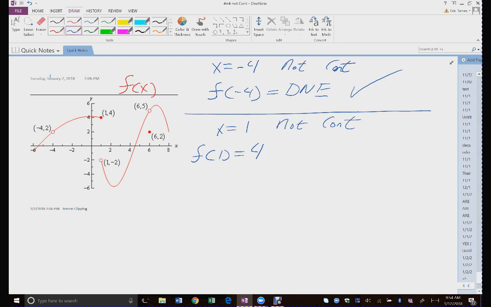So in this case, the limit as x approaches 1 of the function does not exist because it's approaching 4 from the left and it's approaching -2 from the right. So if the limit does not exist, that is enough of a mathematical argument to say that the function is not continuous at that x value, in this case, x value 1.